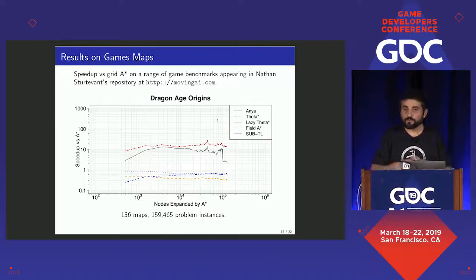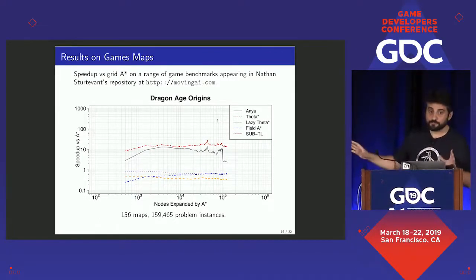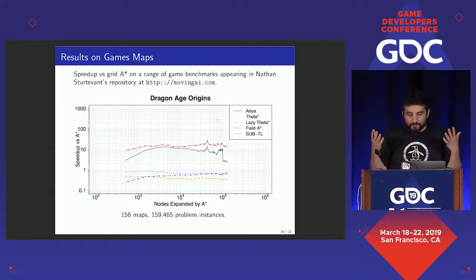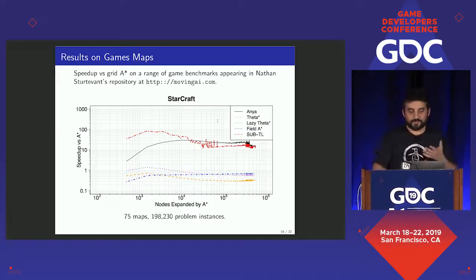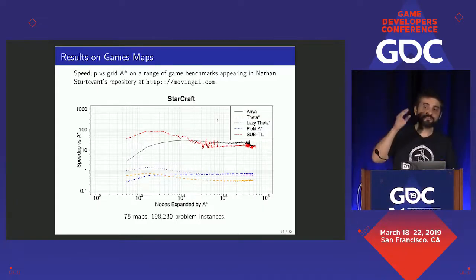Here's a different benchmark. These are maps drawn from Dragon Age Origins. By the way, all of these maps are due to Nathan Sturtevant and the Moving AI repository, if you're interested in looking at these problems yourself. Here again we see Anya performs very well, an order of magnitude improvement versus grid A star, but now it's also keeping up with SubTL. These are hard instances, even for SubTL, and Anya is able to do better here, even though it's online, with no pre-processing. Here's a benchmark on StarCraft, and actually this time Anya has a small advantage for some of the very hard problems.